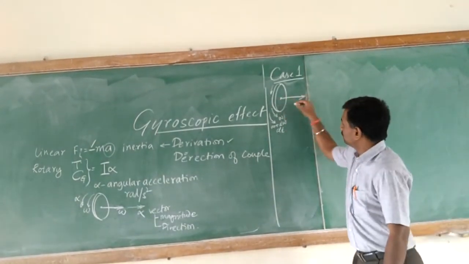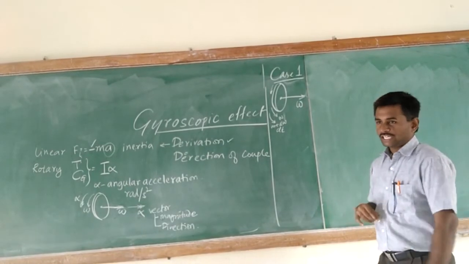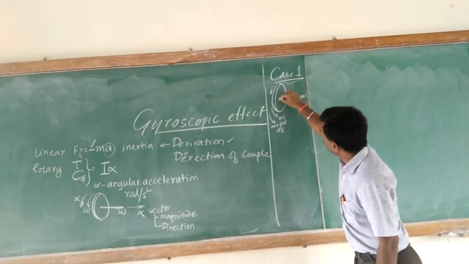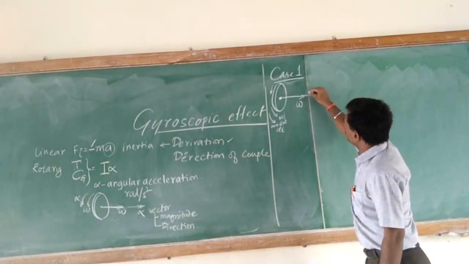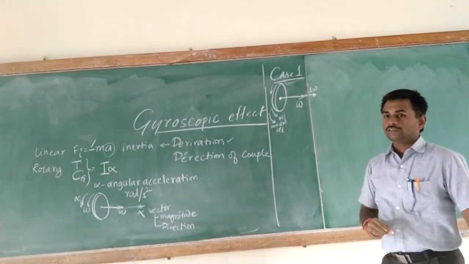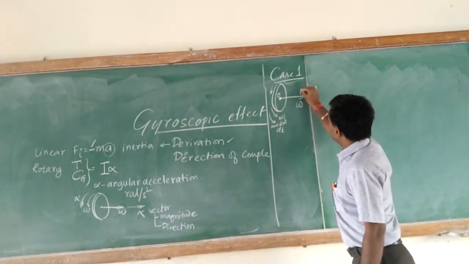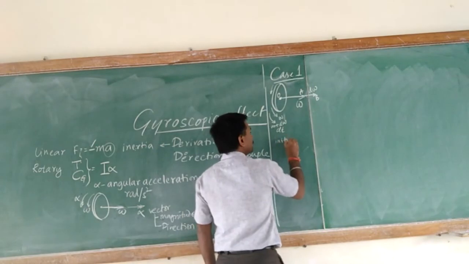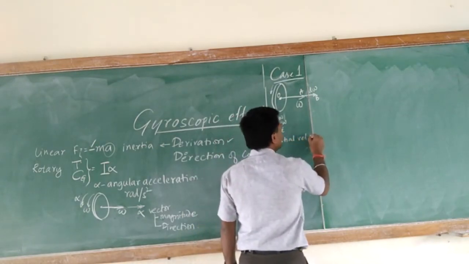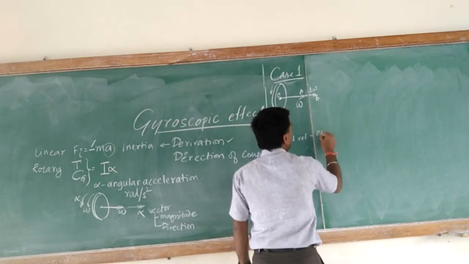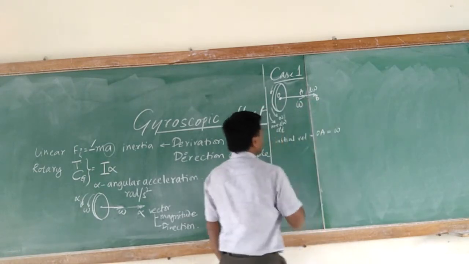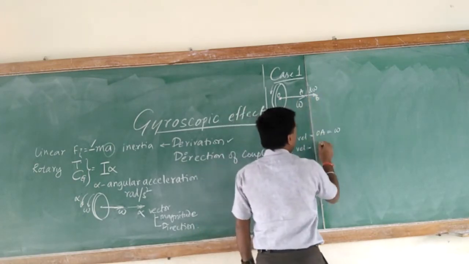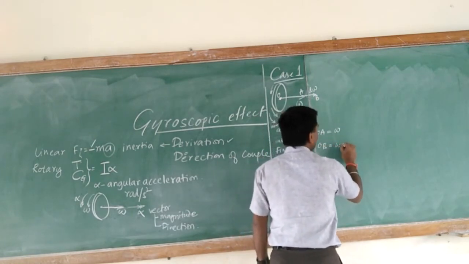The initial length is omega. After some time, this length will increase by how much? Omega plus d omega. So from here to here, that is the final velocity. So let us say O, A, B. What is initial velocity? OA, that is nothing but omega. Then final velocity, what is that? OB, that is nothing but omega plus d omega.